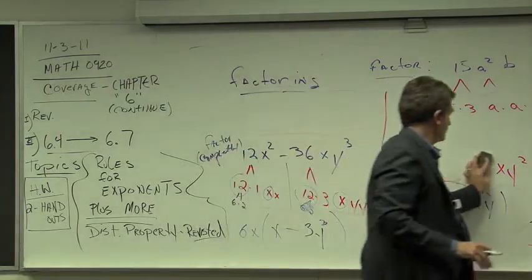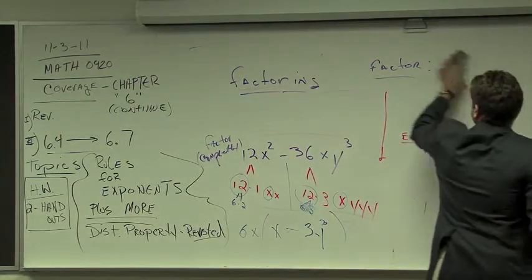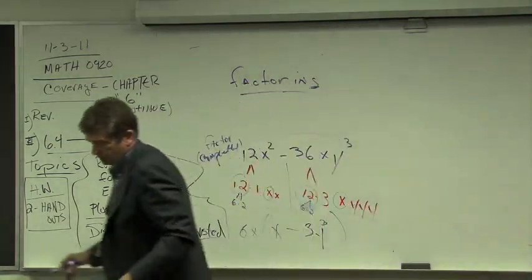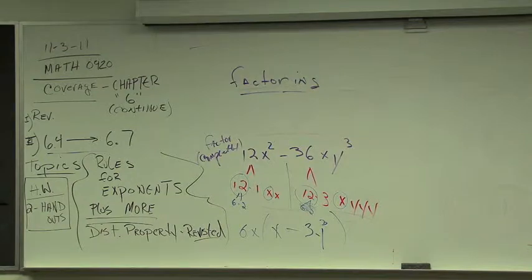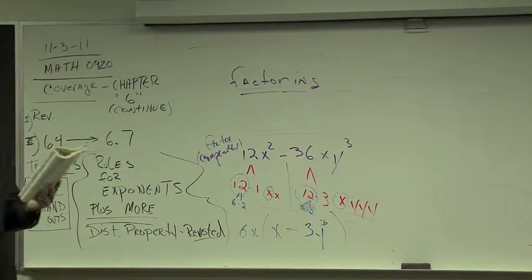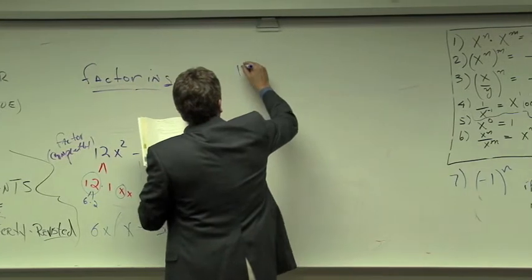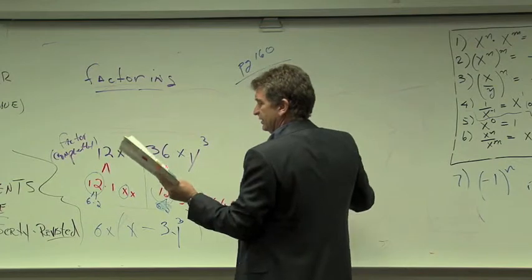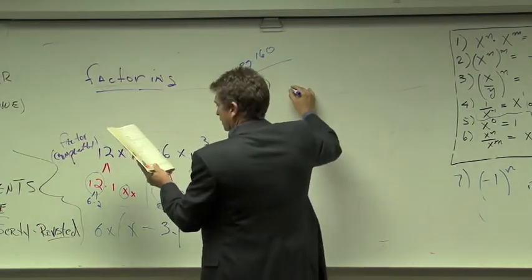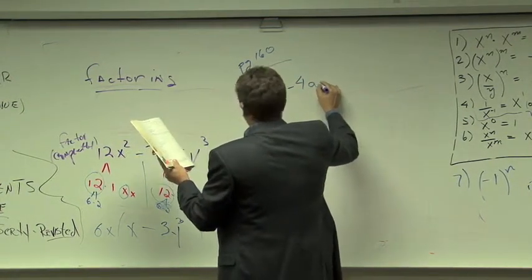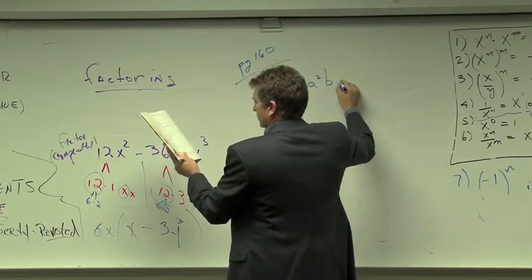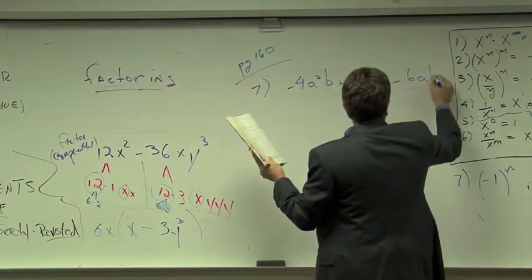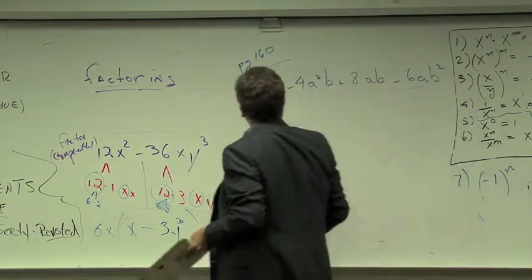Okay? Let's do 3 terms, and we'll be done with these guys. Let's try one of these on the page here. We've got fractions. Oh my gosh, look at those. All right, look on page 160. Let's do number 7, lucky number 7. And it's as follows: minus 4a squared b plus 8ab minus 6ab squared. Make sure I wrote it down correctly.